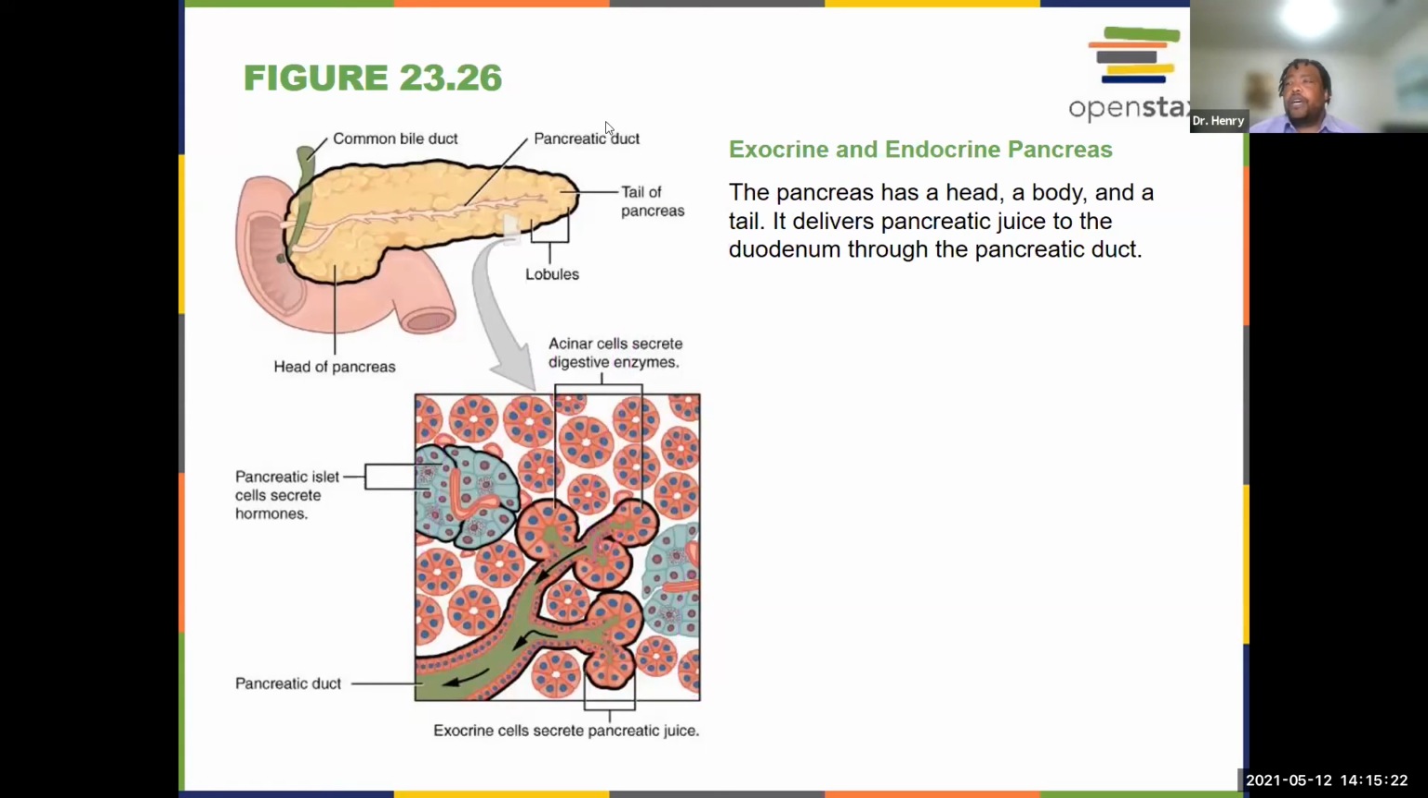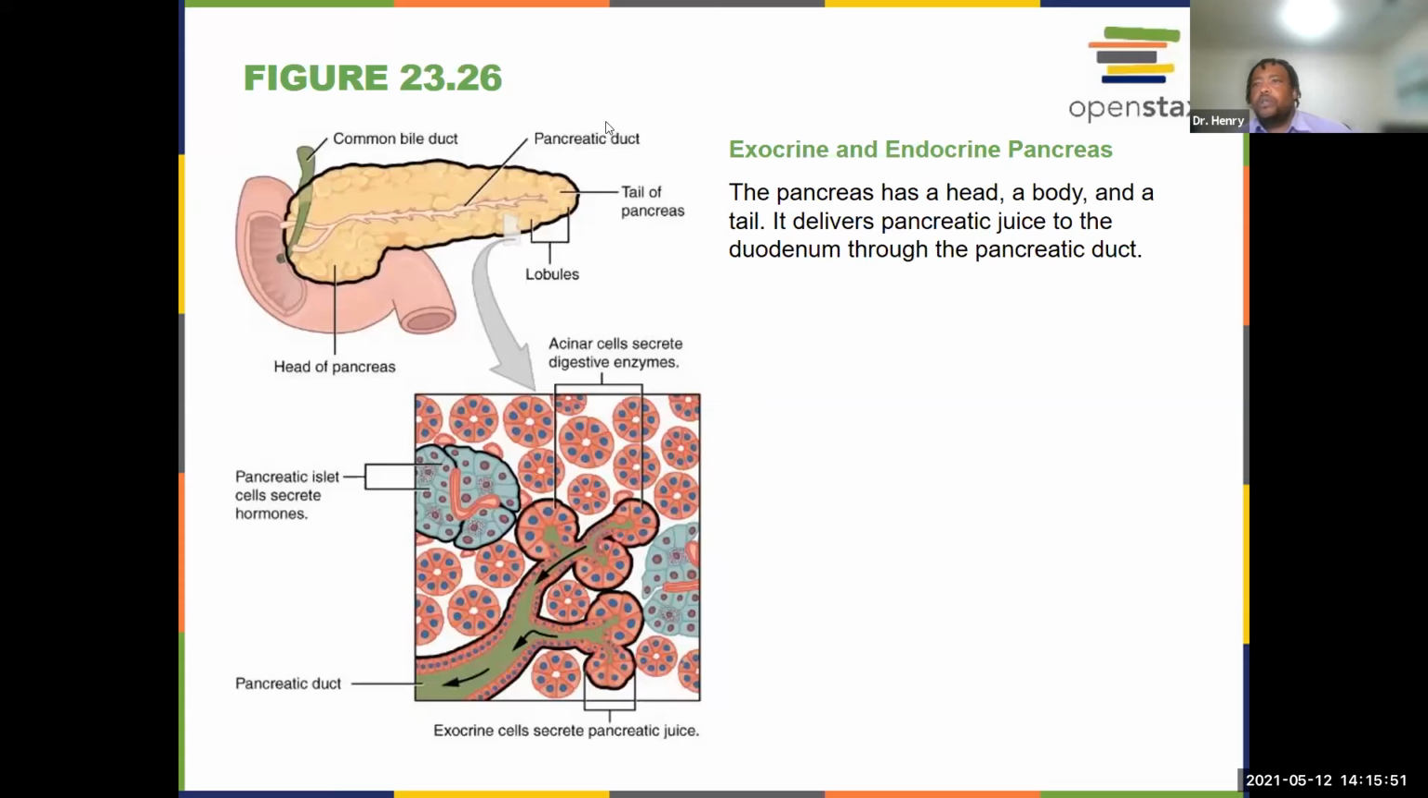Okay, so when we talk about the pancreas, we've already talked about the hormones that are being generated there. The pancreas is also responsible for generating some of your digestive enzymes as well. Specifically, in the pancreas, what's responsible for generating those enzymes is the acinar cells.